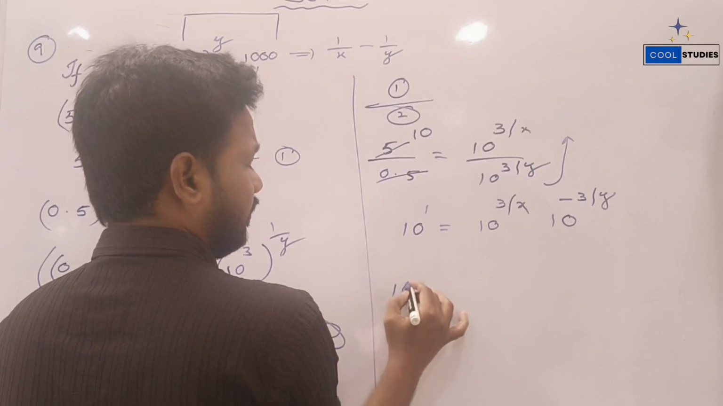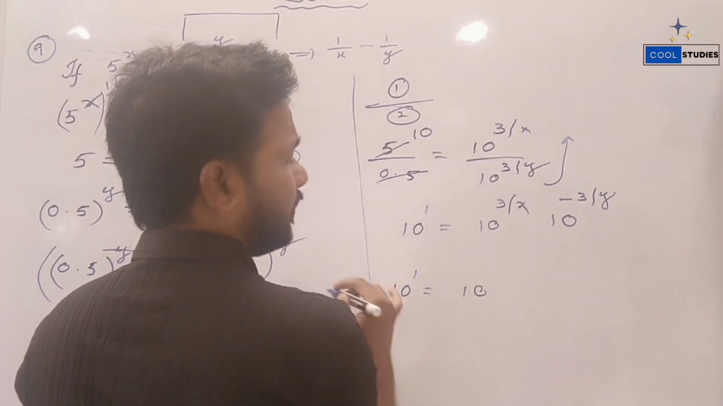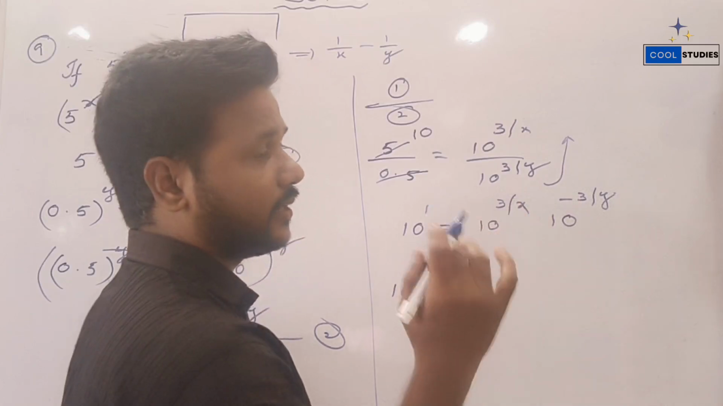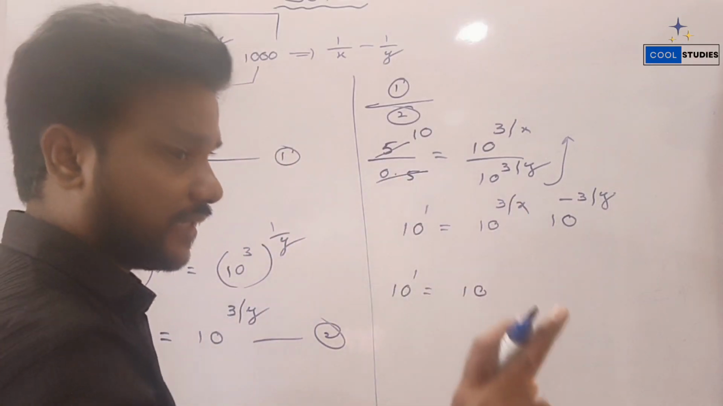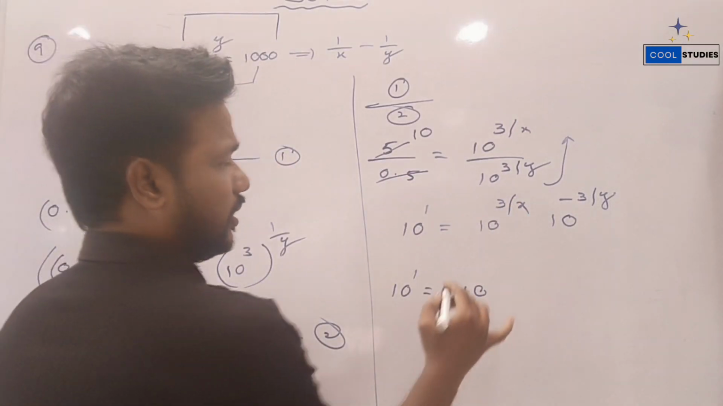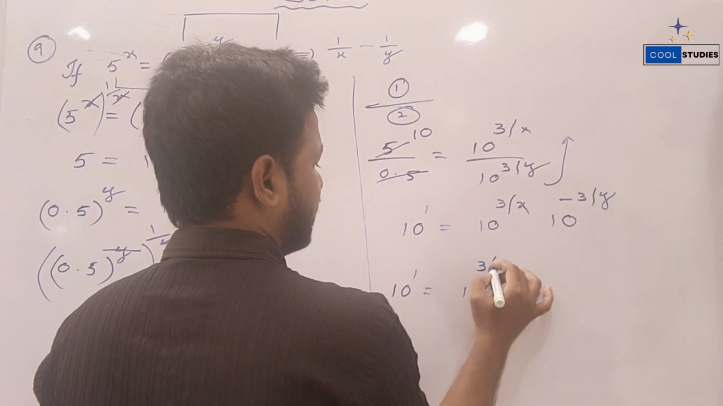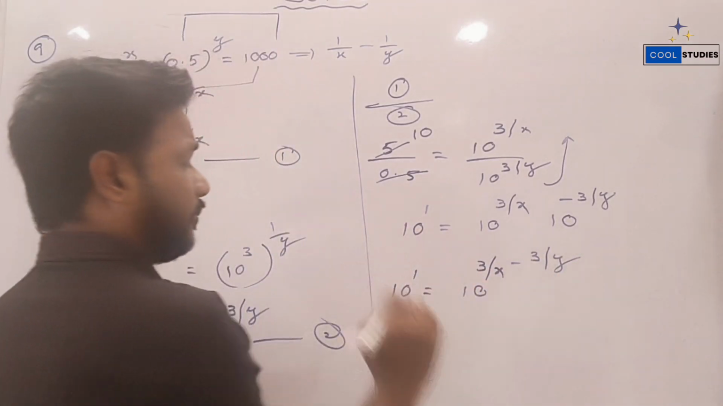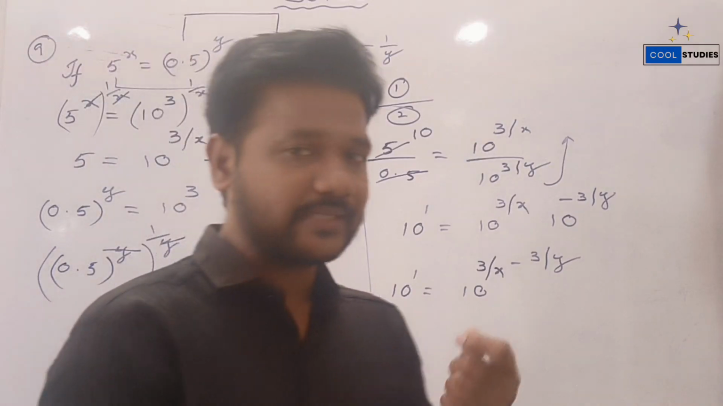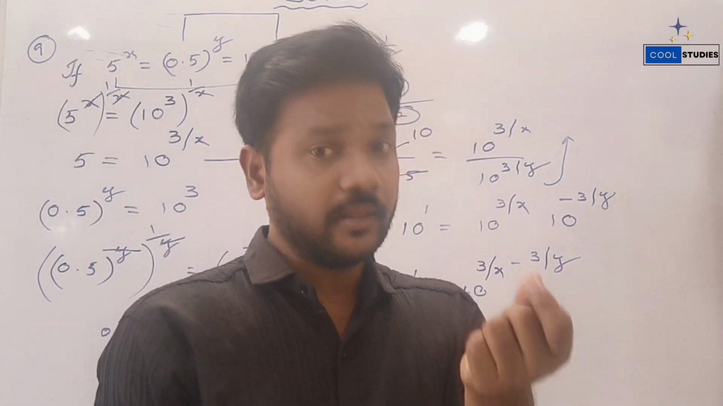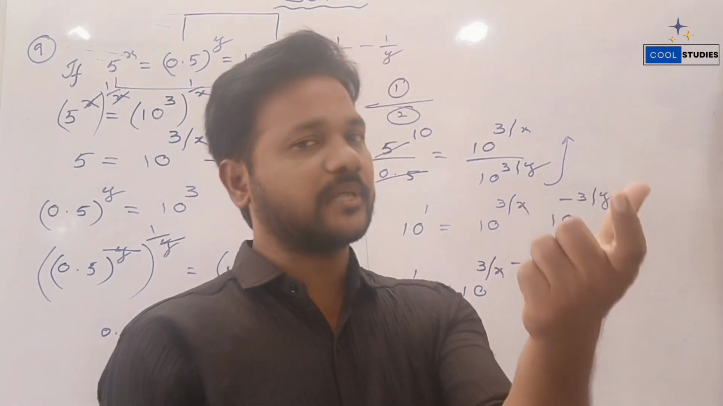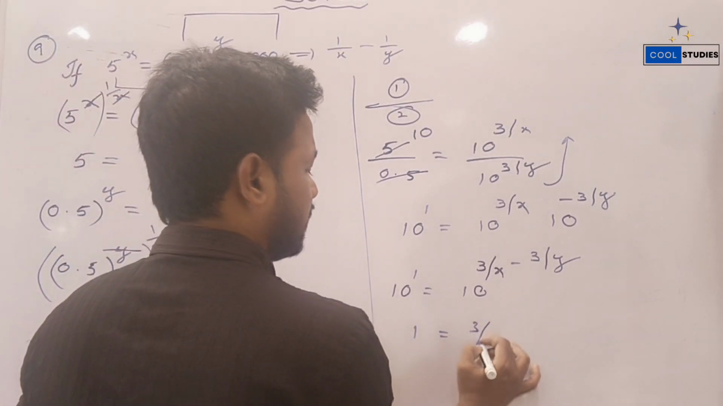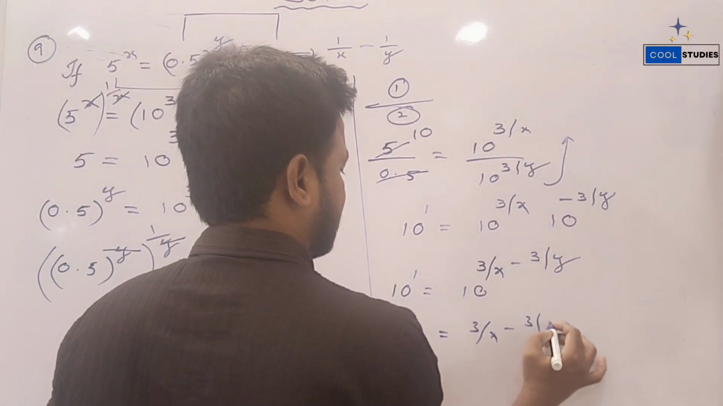So 10 power 1 is equal to 10 power... Whenever the bases are same, powers can be added. So we can write 10 power 3 by x minus 3 by y. Let us compare on both sides. If bases are equal, powers are also equal. So what is the power here? 1 is equal to 3 by x minus 3 by y.